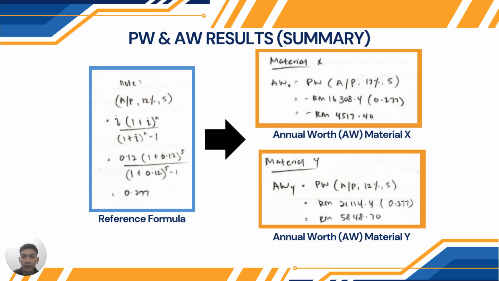Although material Y has advantages such as possibly lower maintenance or higher performance, the burden is higher when evaluated using engineering economic methods. Therefore, from an engineering economic perspective, material X is the better choice.